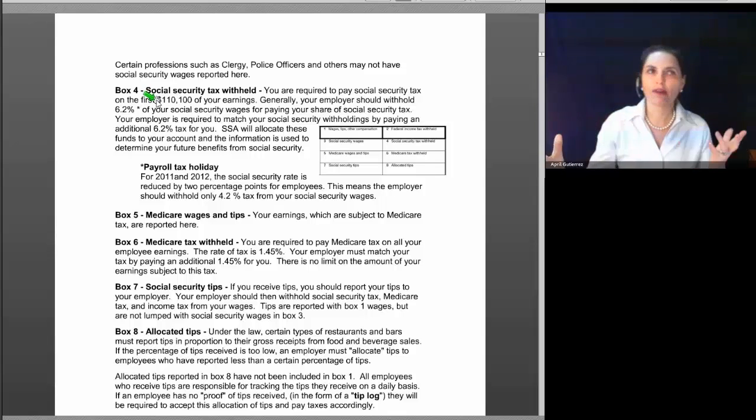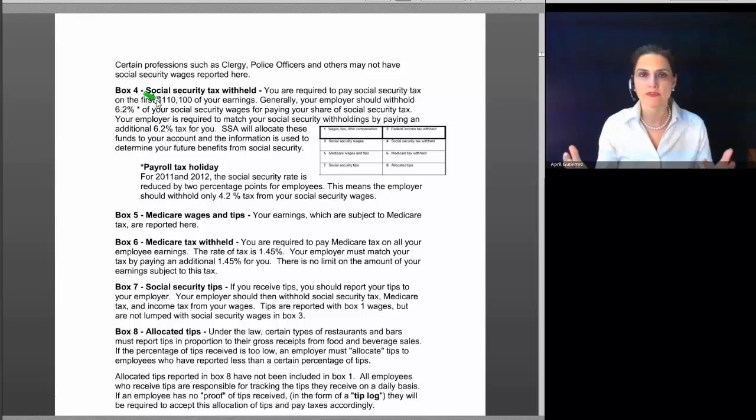Now this number, the amount of wage you have subjected to Social Security tax, goes up every year by approximately $2,500 to $4,000. So it's a significant increase each year in the amount of wage that is subject to Social Security tax. So there's no fixed amount that you'll ever max out on Social Security for more than a year, because each year the amount does go up.